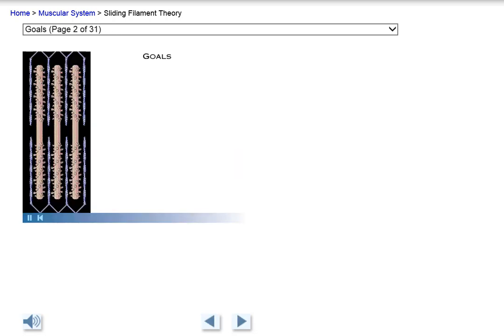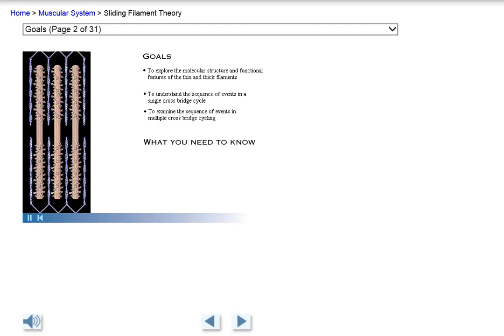Your goals for learning are to explore the molecular structure and functional features of the thin and thick filaments, to understand the sequence of events in a single cross-bridge cycle, and to examine the sequence of events in multiple cross-bridge cycling. Here's what you need to know.